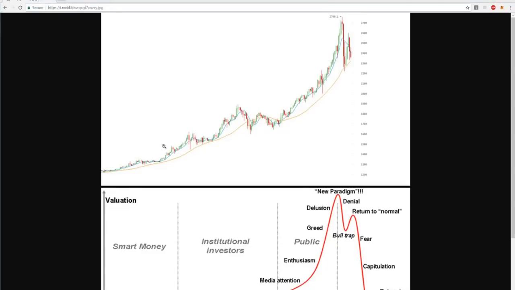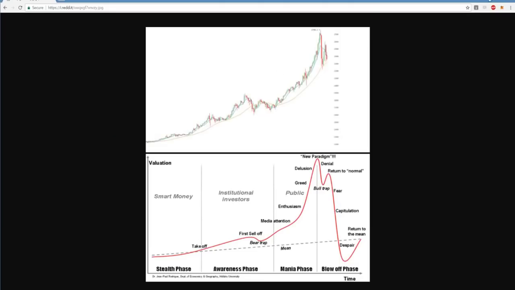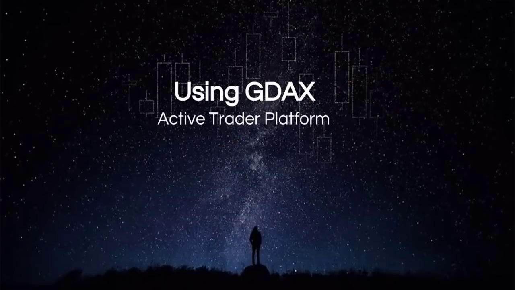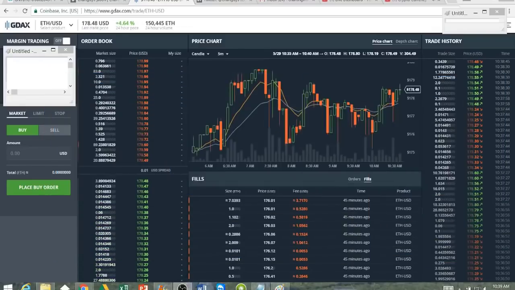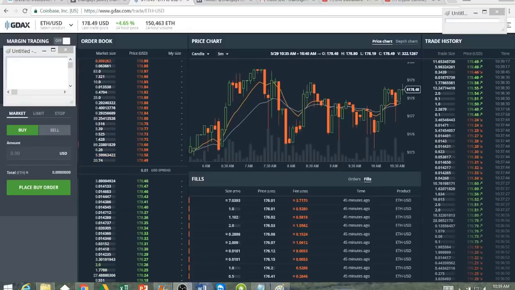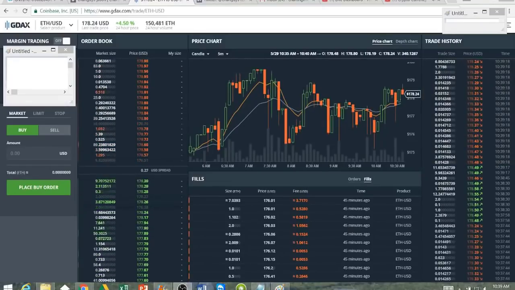So let's now go on and check out GDAX, because GDAX is where I am doing my most active trading. I can't speak to Kraken and other services because I have not traded on them. But I'm very pleased with the way GDAX has been in terms of trading. There's a bunch of things that we need to look at here. It's very intimidating if you're new to trading. There's a bunch of flashing numbers. What does it all mean?